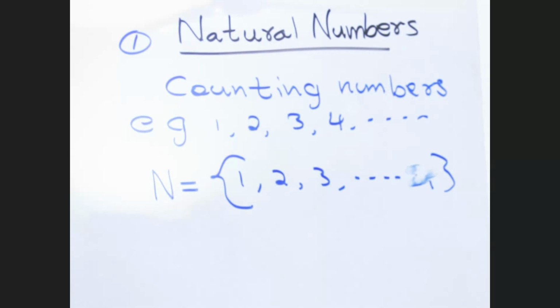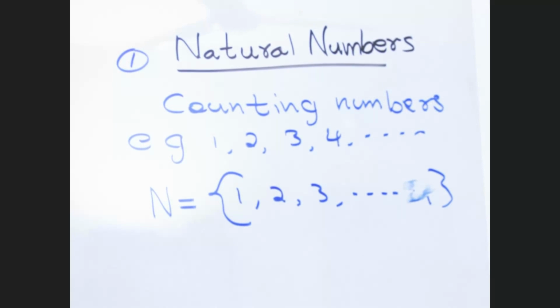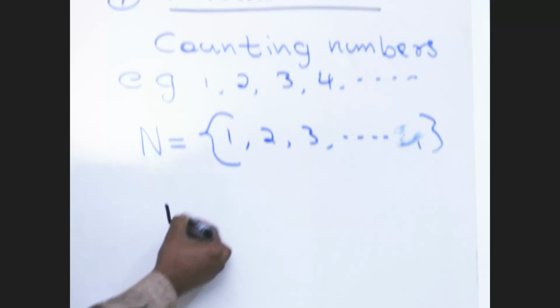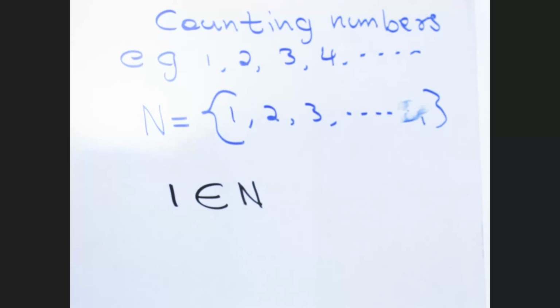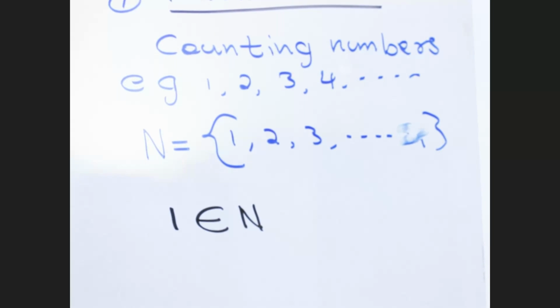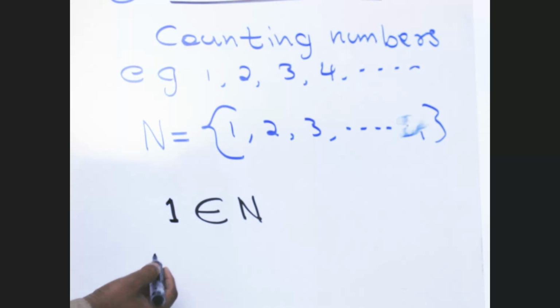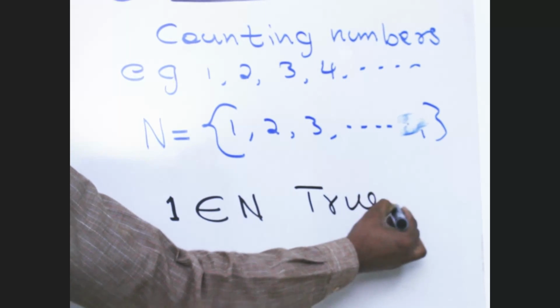Then we can go to the next group. Before that, we have some examples. For example, 1 belongs to N. Wherever N appears in mathematics, it usually represents the set of natural numbers. So 1 belongs to N means 1 is inside the set N. So this is a true statement.